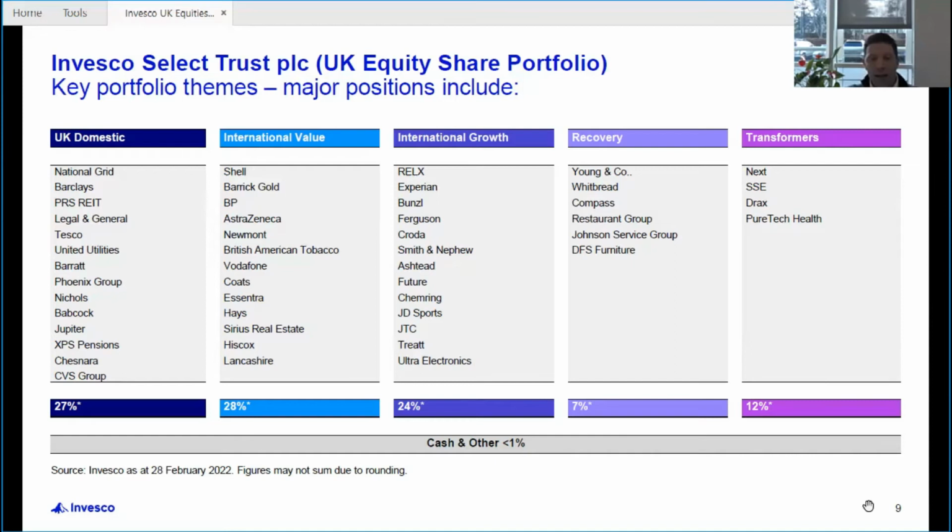In recovery, I said earlier that by recovery at the moment, we're really talking about things that are recovering from COVID. One of those is DFS, which is a brand you're probably familiar with if you're based in the UK, the furniture retailer. DFS over a number of years has been building market share. It now has a very dominant share, mid 30% share of the UK sofa market. It has lots of benefits as a result of that.